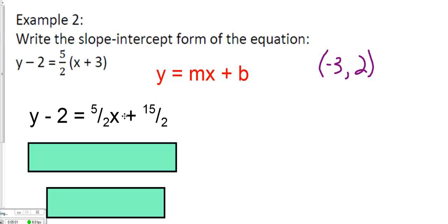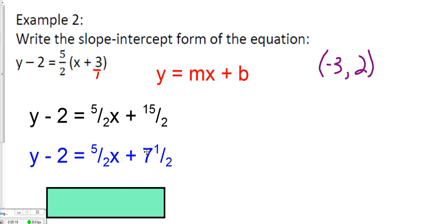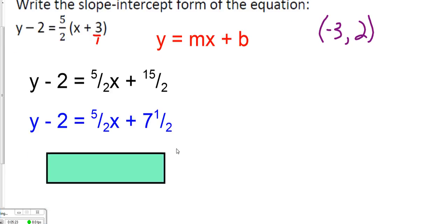5 halves times x is 5 halves x. 5 halves times 3 becomes 15 halves. You can consider this 3 over 1. 5 times 3 is 15. 2 times 1 is 2. Now, this might not be the easiest thing to work with, so we can change it from 15 halves to 7.5. Now it's a little bit easier to work with. y minus 2 equals 5 halves x, or 5 over 2 x, plus 7.5.